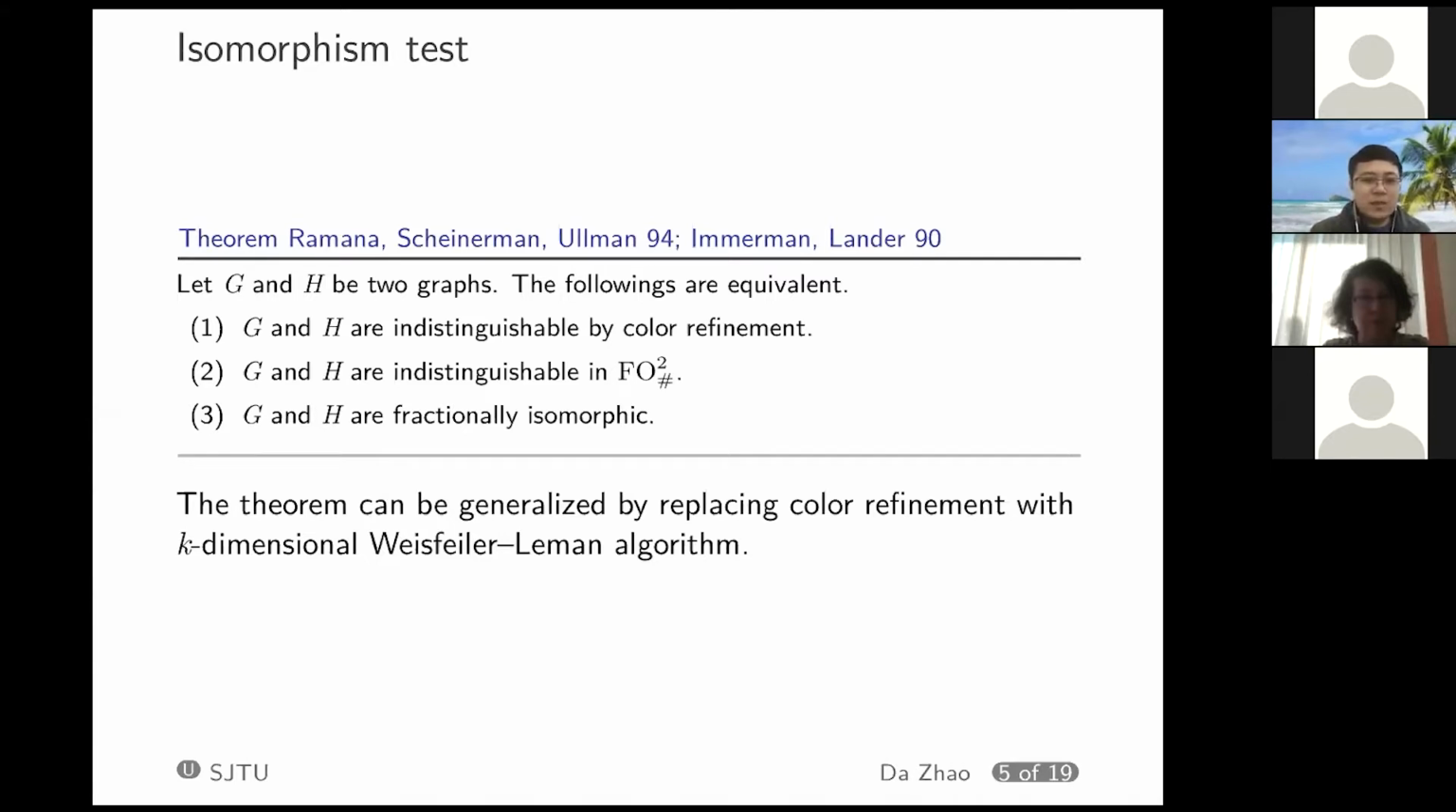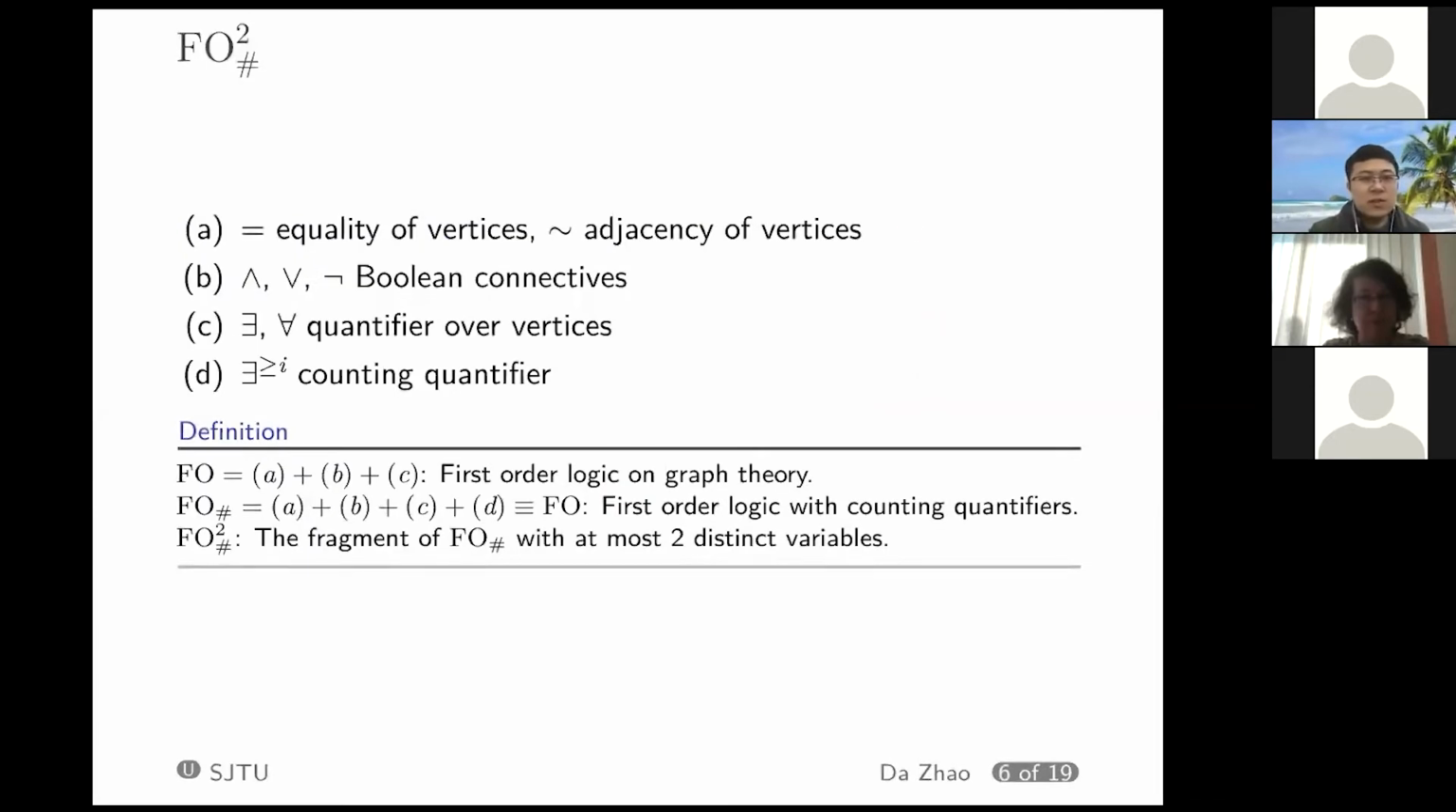The above results have generalizations, called the Weisfeiler-Leman algorithm, or more generally the k-dimensional Weisfeiler-Leman algorithm, and all the above characterizations have parallels and generalizations. So what is the logic FO sharp 2? In this logic, we have the following components. We have the equality relation, just whether the two variables you are using denote the same vertex, and the adjacency relation. And surely in your logic, you have not and and. In this logic, you also have quantifiers over vertices: this is the existential quantifier, and this is the for all.